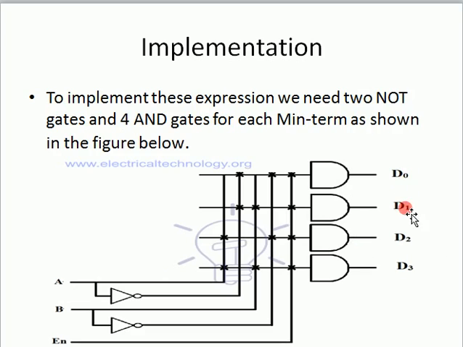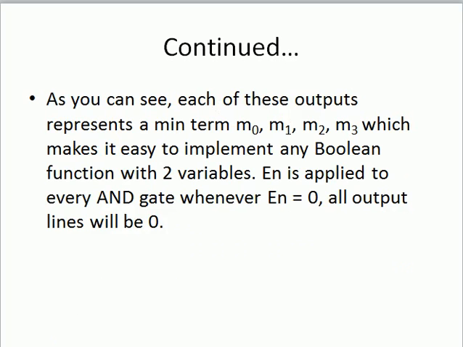Here are D0, D1, D2 and D3. So you see each of these outputs represents a minterm M0, M1, M2 and M3, which makes it easy to implement any Boolean function with 2 variables, and those 2 variables are A and B. Enable is applied to every AND gate. Whenever enable is 0, all output lines will be 0, and we have seen this in the truth table.